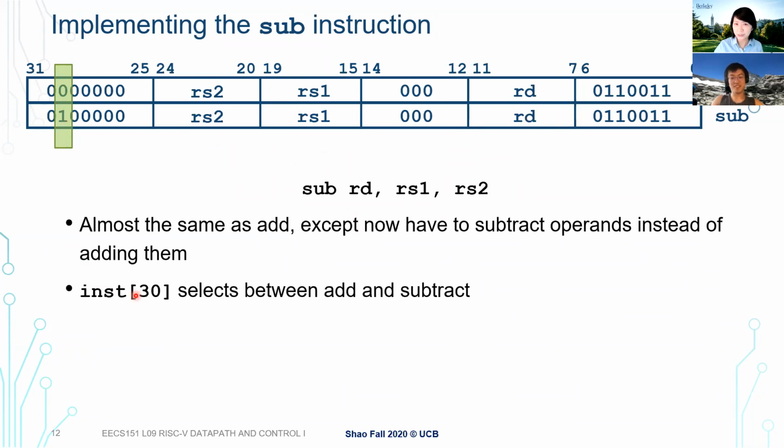So we add another instruction, from addition to subtraction, right? How would that change our datapath?